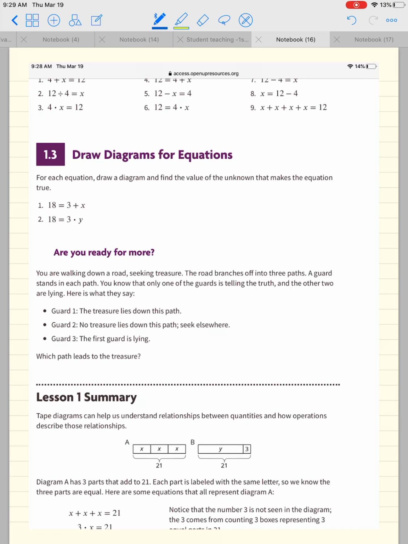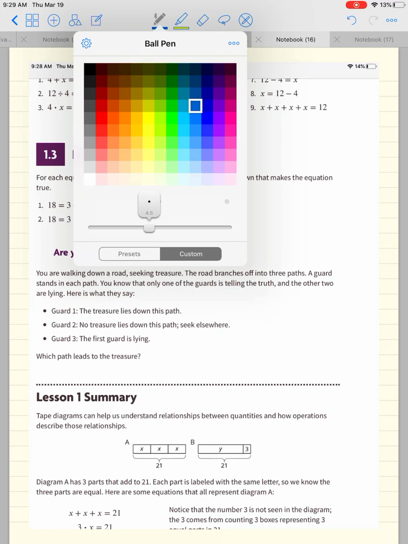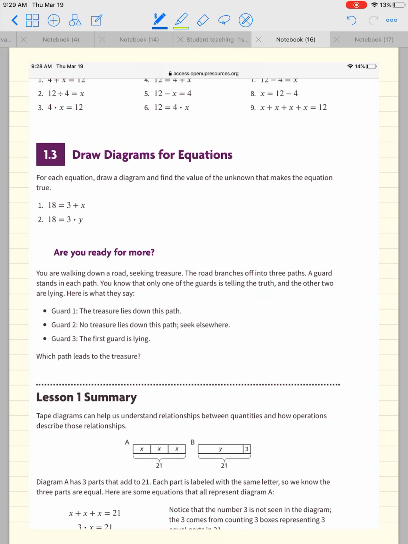Hello, we are just finishing up lesson 1 right now. We're looking at 1.3, drawing diagrams for equations. So in this activity, part of this lesson, you're taking what you've learned in 1.1 and 1.2 and you're applying it to draw tape diagrams with variables in them.